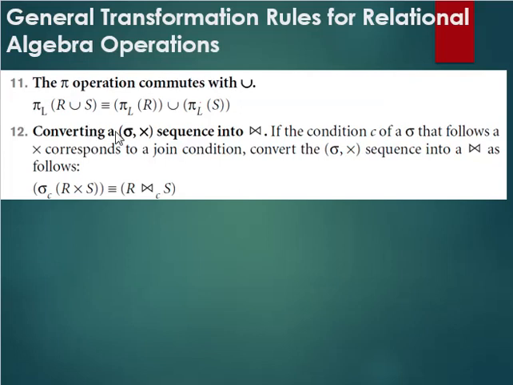So converting a sigma and cross sequence into a join. We already studied that we can convert a sigma and cross operation into a join operation. We already saw it in the heuristic table, so we applied this rule in heuristic optimization. This way we can apply different rules. If there is a union and projection, you can do it like this: if we want to divide the operation R union S accompanied by a project, then you can do project of R then union project of S.